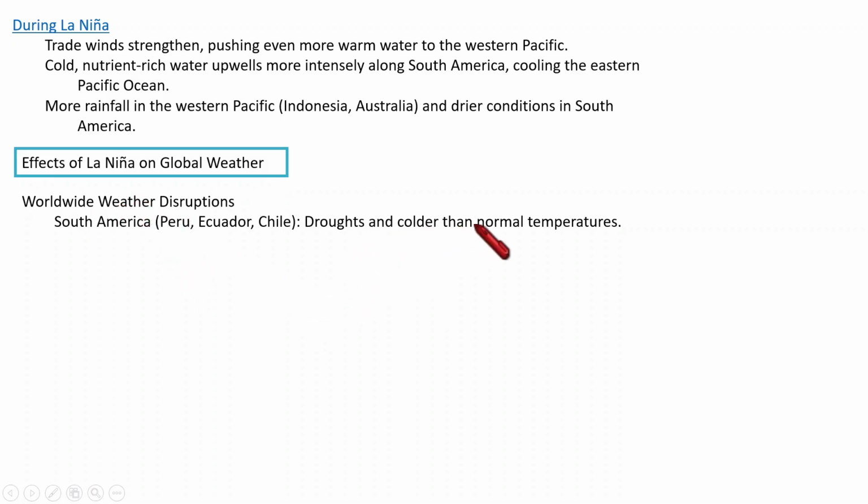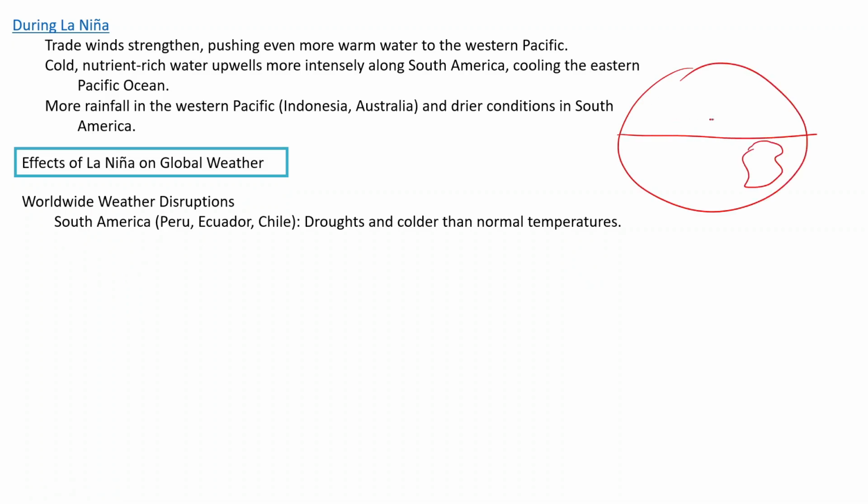Drought and colder than normal temperatures are experienced in South America. Clear? South America is almost here. Here the warm surface ocean water is here, so here will experience heavy rain. Here there is no enough precipitation. Why? Because there is no warm surface ocean water. So here certainly will experience drought. South America.